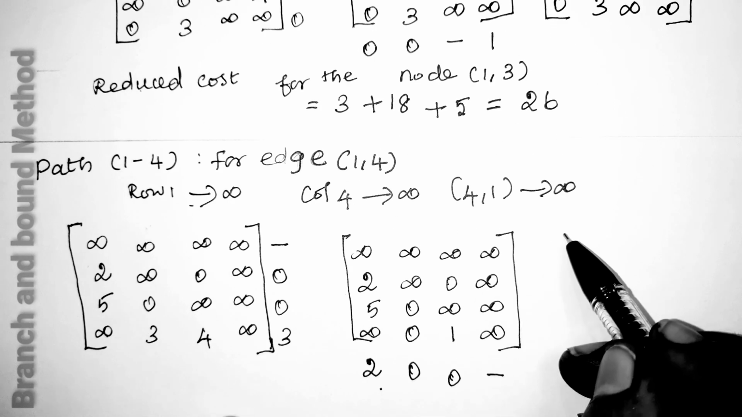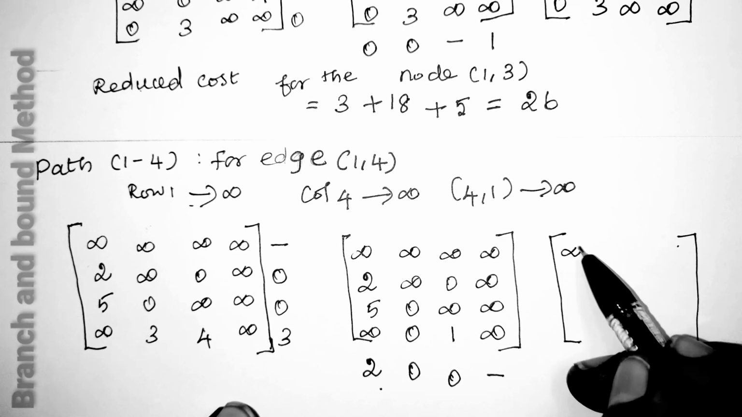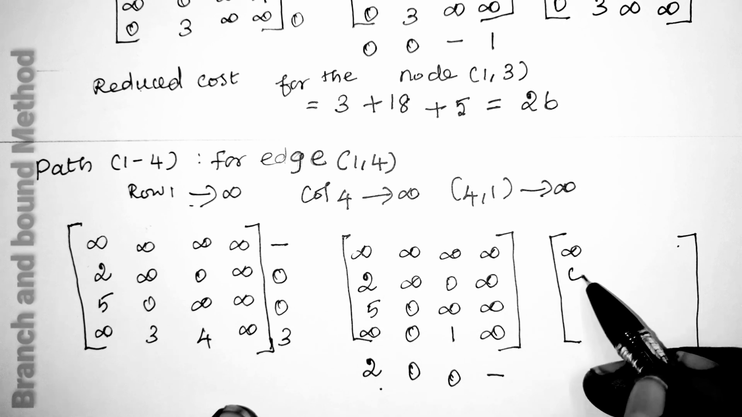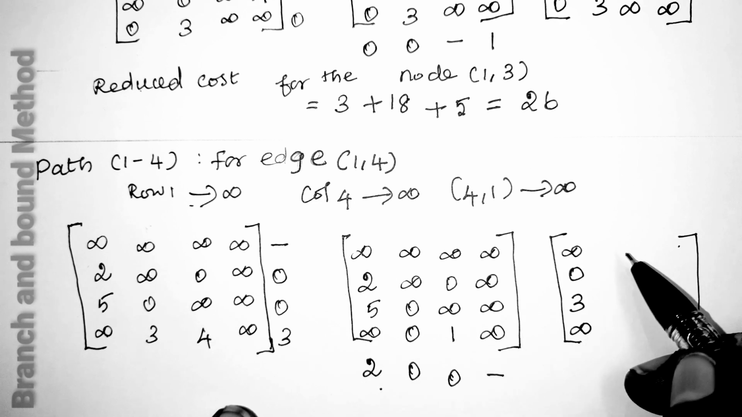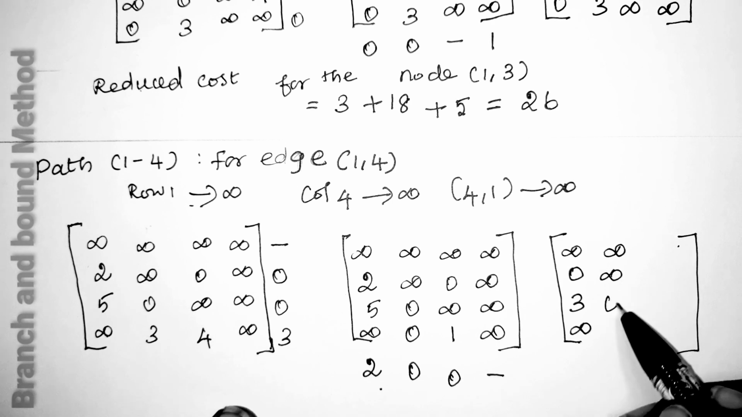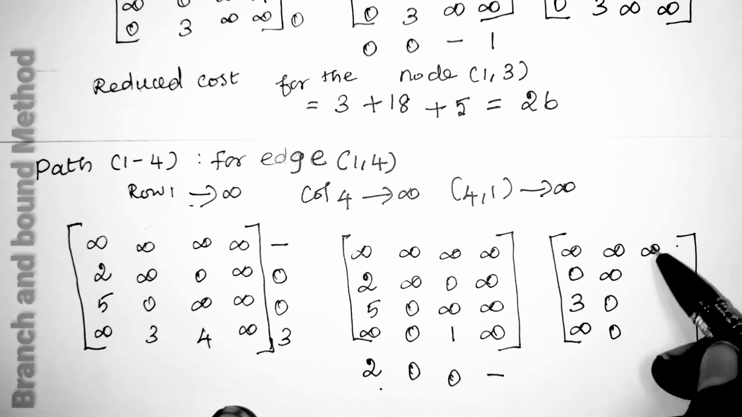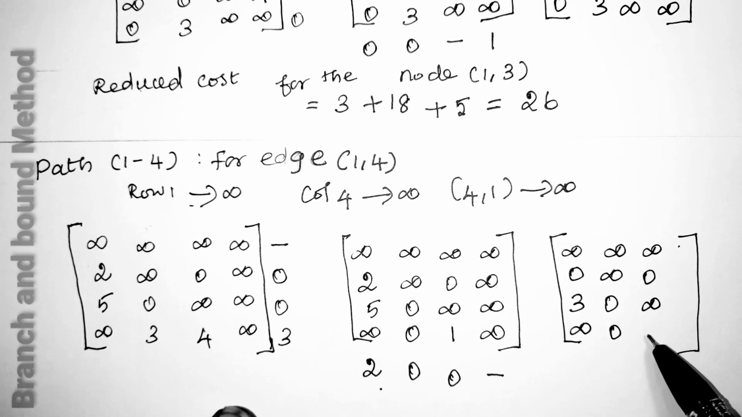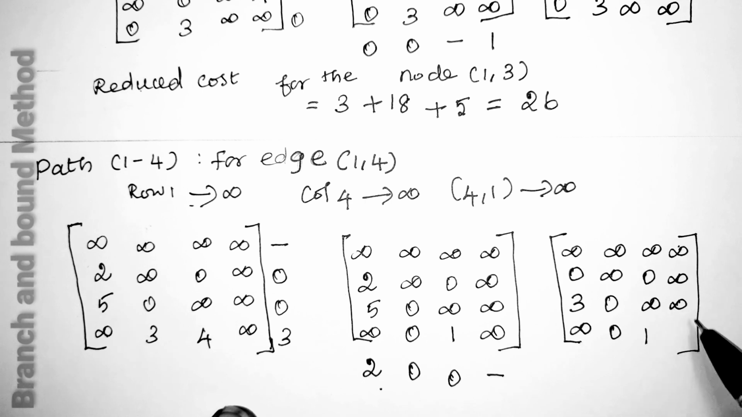So we have to perform column reduction. Infinity, 2 minus 2 is 0, 5 minus 2 is 3, infinity. Second column 0 is the least number, so we write as it is: infinity, infinity, 0, 0. Third column infinity, 0, infinity, 1. Fourth column, all the entries are infinity.